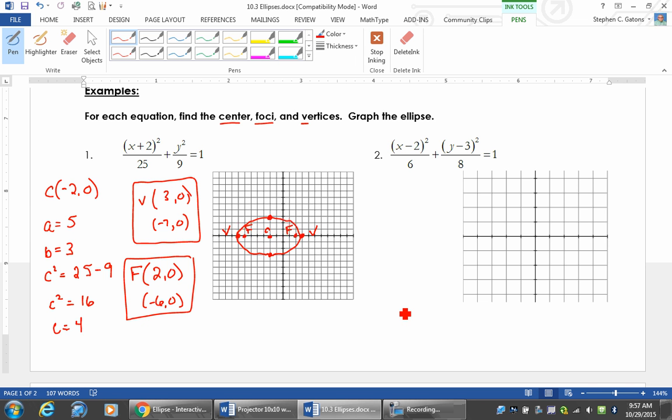Once you pull those pieces of information, you will graph everything exactly the same way. Now, how they're labeled may be different, and that's why I put number 2 in here. Number 2 is almost ready to go, but this is not in standard form. Why?